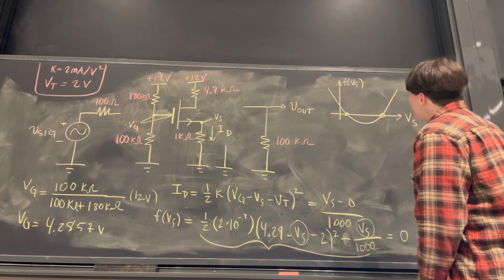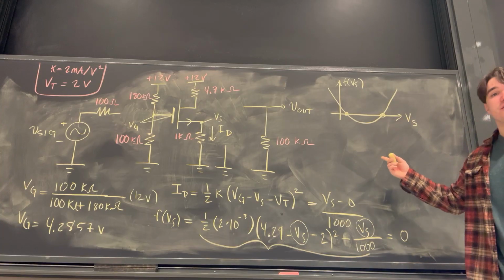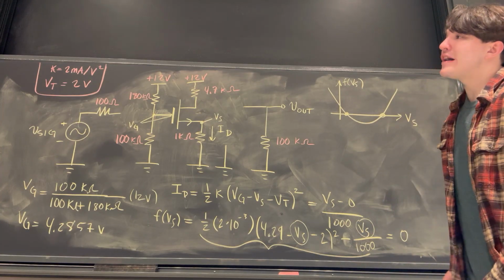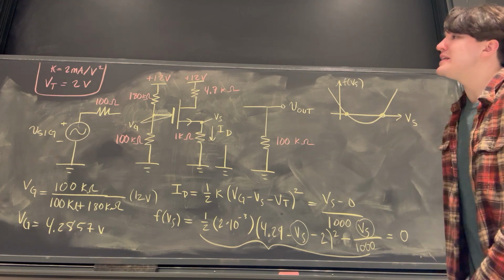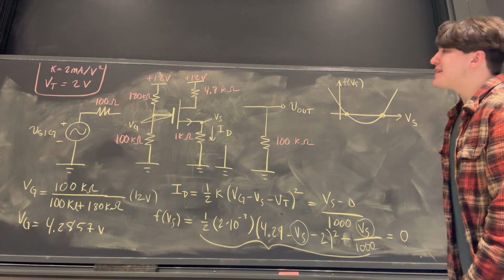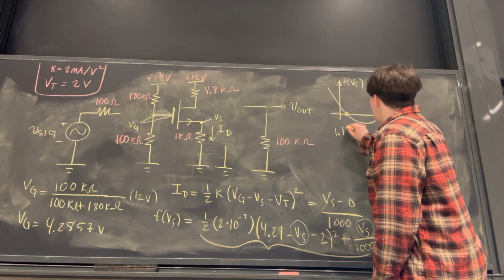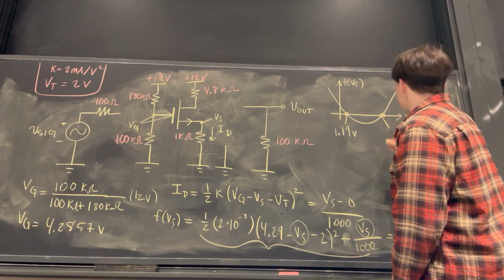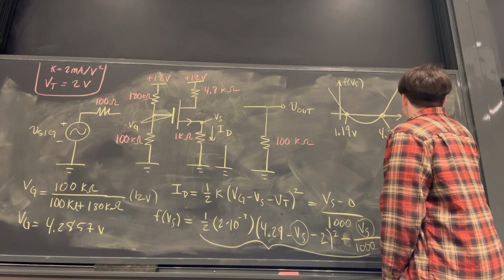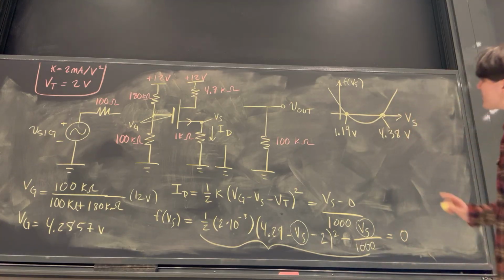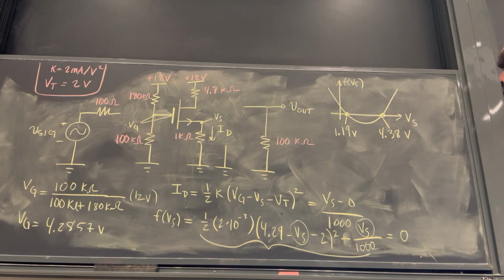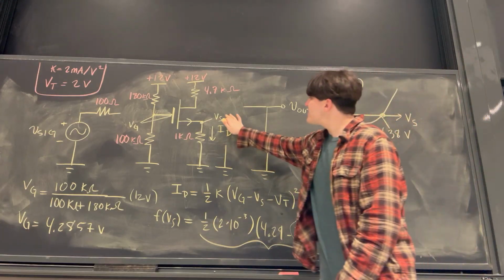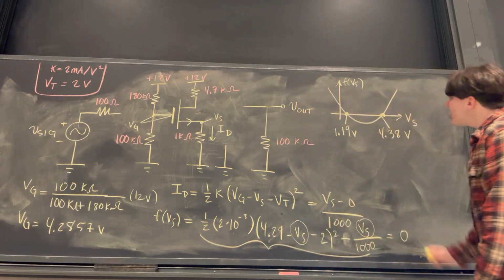So if you were to go ahead on Desmos and plot this function and find its roots using Desmos, don't use the quadratic formula, that's just too tedious. You'd find that one root is at approximately 1.19 volts, that's this root, and then this root is at 4.38 volts approximately. So you're probably thinking, well, how do we know which it is? That will determine what Vs is at this source node.